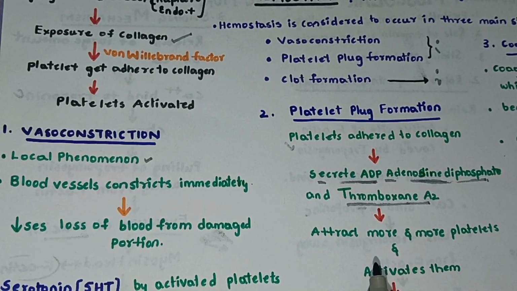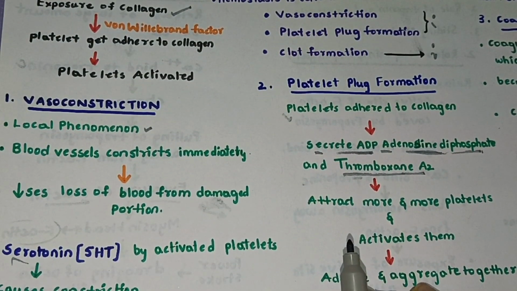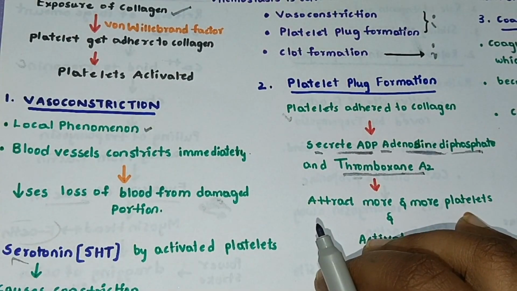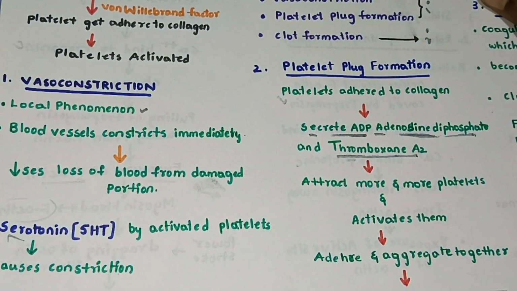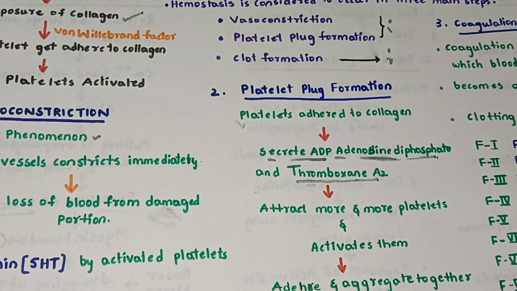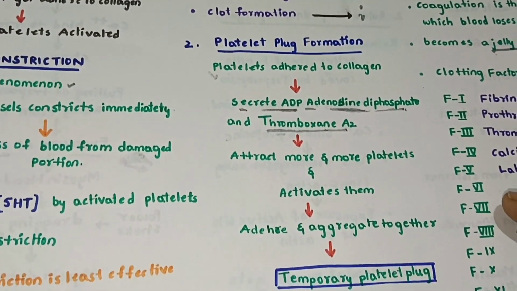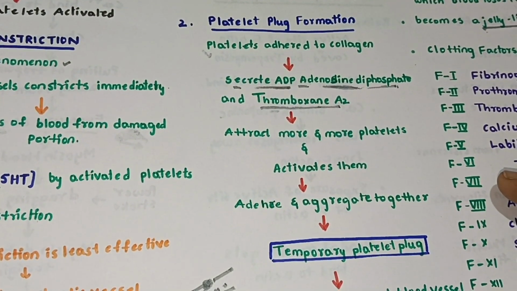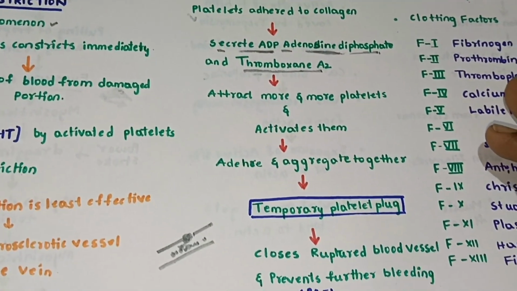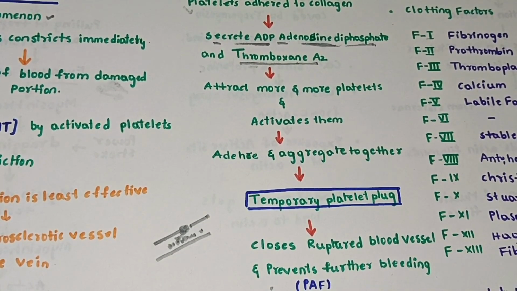Here the platelets release serotonin. The platelets, activated after adhesion to collagen, secrete serotonin, which helps in the constriction of the blood vessels. Now platelet plug formation: the platelets secrete ADP and thromboxane A2, which attract more platelets and get aggregated, forming a temporary platelet plug. That closes the injury of the blood vessel and prevents further bleeding.